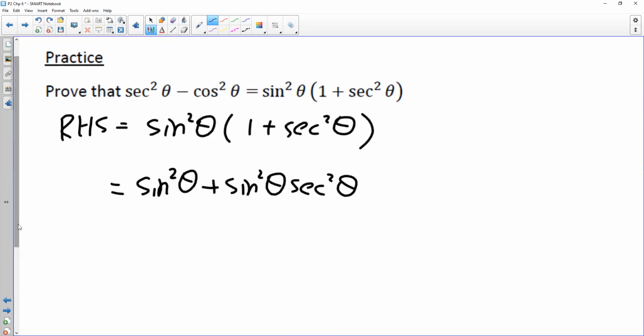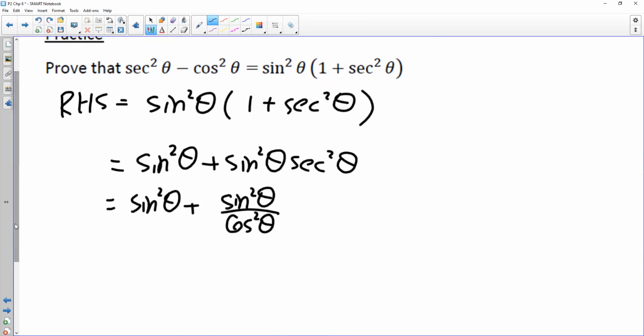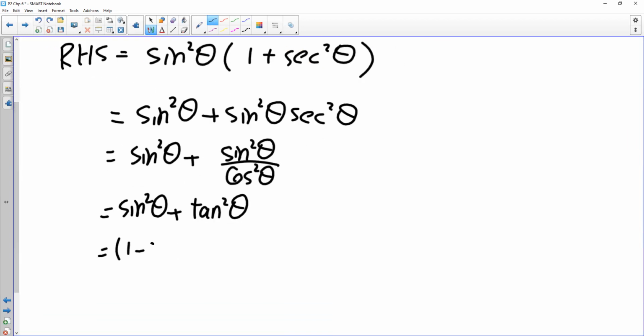Sec squared theta is the same as 1 over cos squared theta, so sine squared theta over cos squared theta. Well, what do I need? Sine squared theta over cos squared theta is the same as tan squared. So it equals sine squared theta plus tan squared theta. I'm still struggling to see where this goes, but I can make sine squared into 1 minus cos squared.